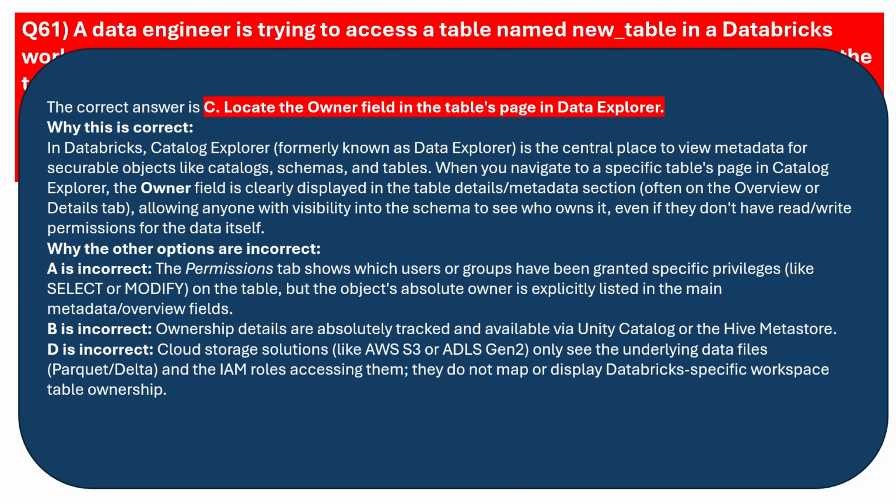Why the other options are incorrect? A is incorrect. The Permissions tab shows which users or groups have been granted specific privileges, like select or modify, on the table, but the object's absolute owner is explicitly listed in the main metadata/overview fields. B is incorrect. Ownership details are absolutely tracked and available via Unity Catalog or the Hive Metastore. D is incorrect. Cloud storage solutions, like AWS S3 or ADLS Gen 2, only see the underlying data files, Parquet/Delta, and the IAM roles accessing them. They do not map or display Databricks-specific workspace table ownership.